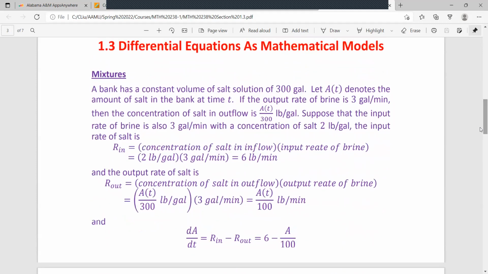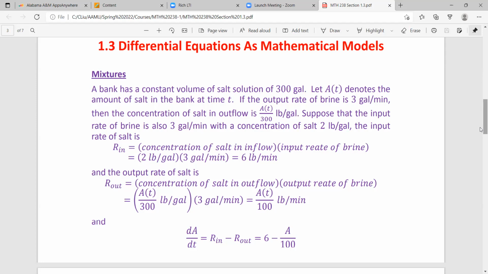Mixtures. This time it becomes a little more complicated. Suppose we have a tank, and suppose it has a constant volume of salt solution of 300 gallons. Okay, 300 gallons. So you have some input flow and output flow for the tank. Then we want to know the change of the concentration of this solution.